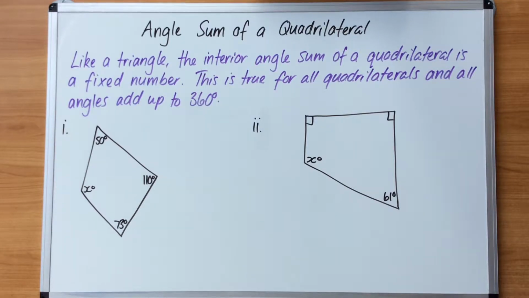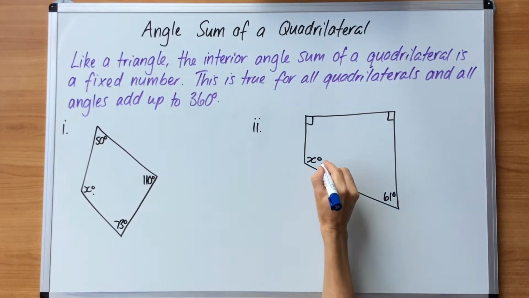In this video we are going to focus on angle sum of a quadrilateral. Like a triangle, the interior angle sum of a quadrilateral is a fixed number. This is true for all quadrilaterals and all angles add up to 360 degrees. We're going to look at two quadrilaterals here and try and solve the value of x.